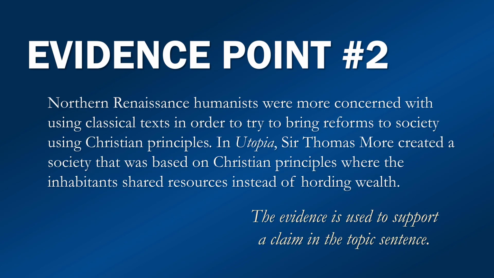For evidence point number 2, the evidence needs to be used to support a specific argument. So for example, I'm going to show you the topic sentence and then the piece of evidence used to support the claim. Northern Renaissance humanists were more concerned with using classical text in order to try to bring reforms to society using Christian principles. In Utopia, Sir Thomas More created a society that was based on Christian principles where the inhabitants shared resources instead of hoarding wealth. So the evidence here is used strategically to support the claim that is made in the topic sentence, which is 2-point evidence rather than 1-point evidence.